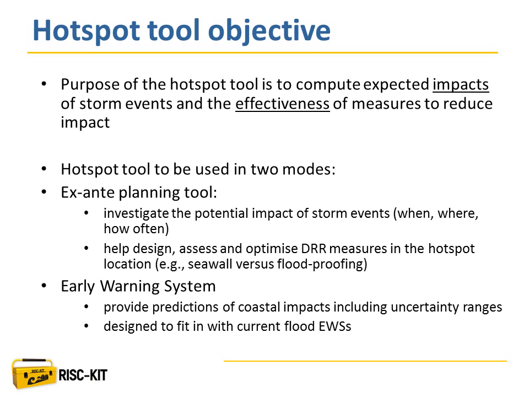The Hotspot tool can be used in two modes. First of all, as a planning tool ahead of storm events. We use this then to look at the potential impact of storms, so for instance, where and when and how often might flooding occur at a hotspot site, and to use the tool to help assess and evaluate DRR measures in the hotspot. So for instance, would a seawall be effective in terms of flooding, or would it be more appropriate to use flood proofing? We can also use the Hotspot tool as part of an early warning system to predict the impacts of storms as they come.